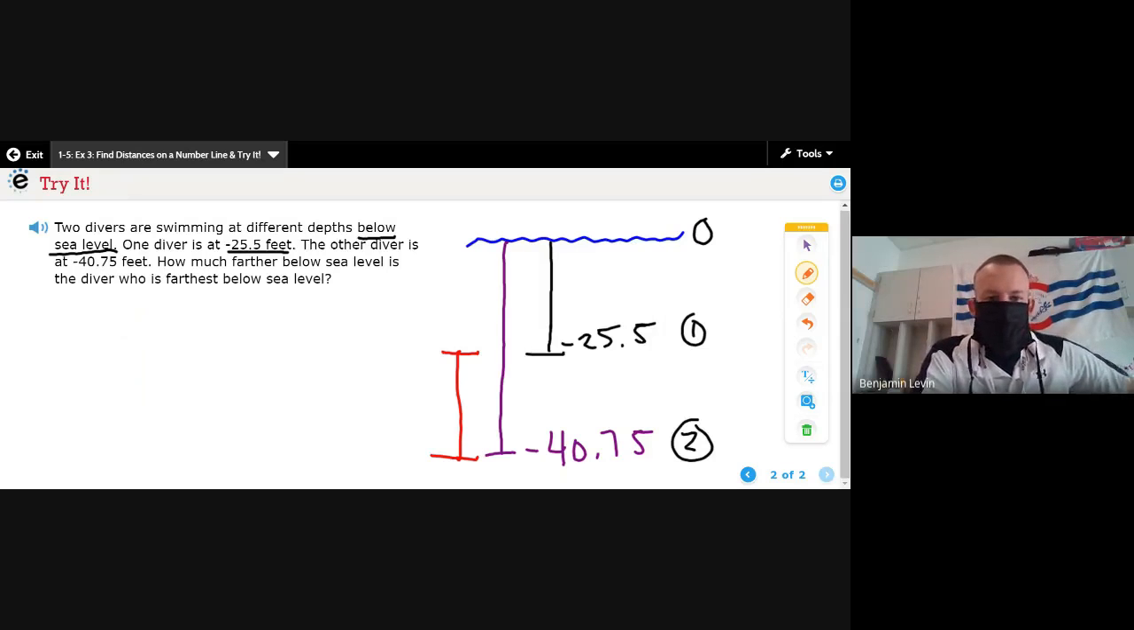So let's do this. The difference between negative 40.75. Let me redo that. Didn't really write that all that neatly.